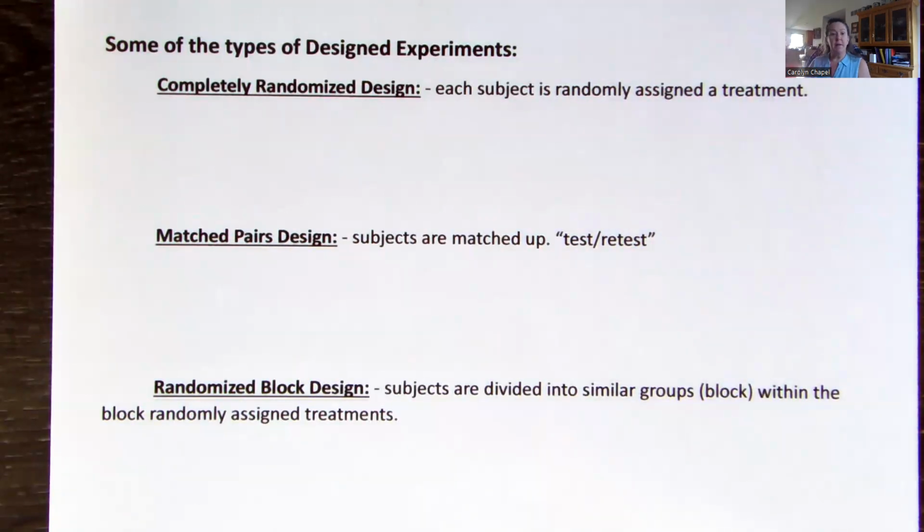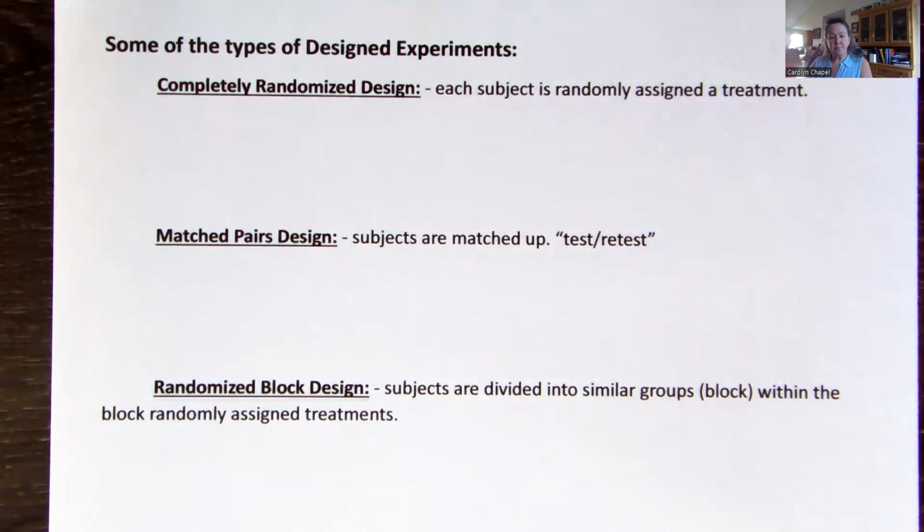So one method is a completely randomized design. A person comes in, they're randomly given the treatment. It's just completely random. Your person A, you get drug A. Your person B, you get drug B. Your person C, you get drug C. And they just have some sort of random method of doing so.